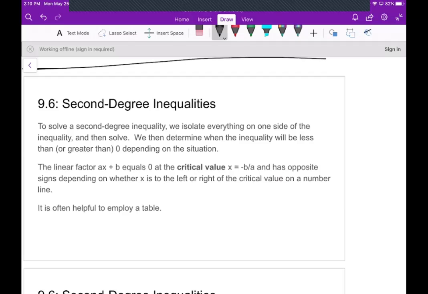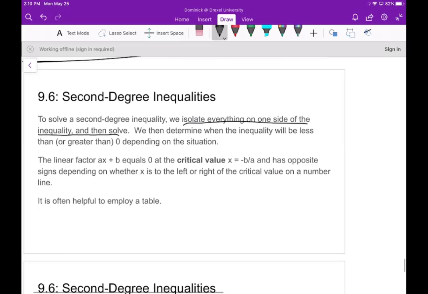Okay, guys, welcome. Today we're going to talk about second degree inequalities, or quadratic inequalities. We spent a lot of time talking about how to solve quadratic equations, and it turns out that we're going to use a lot of the same methods to solve quadratic inequalities. The process is you want to get everything on one side, just like we did before, so you want 0 on one side and everything else on the other side.